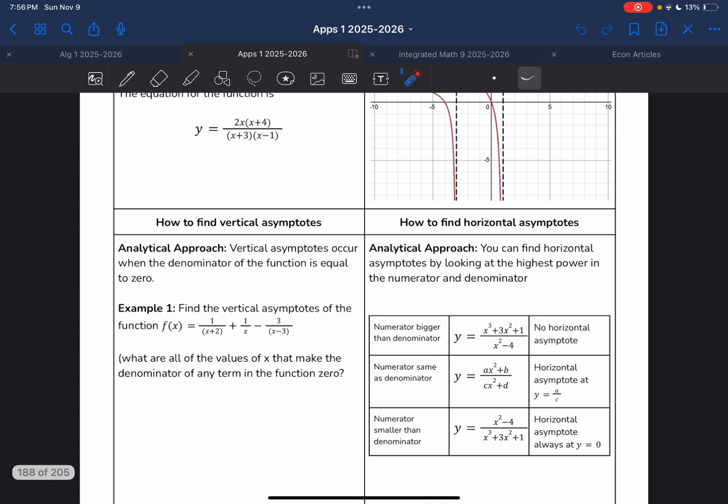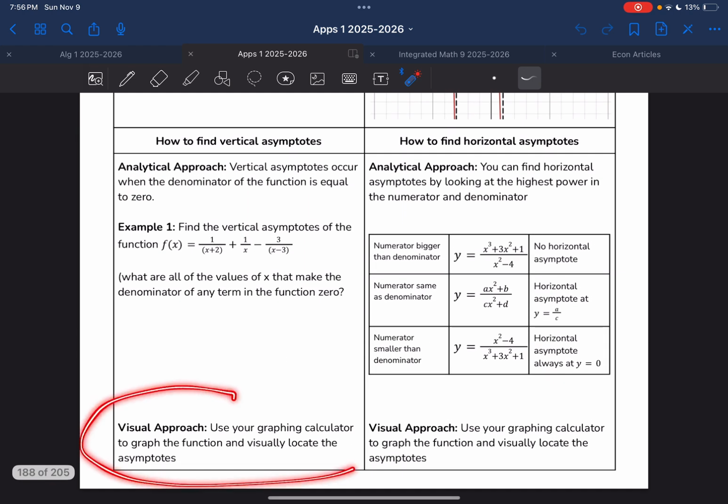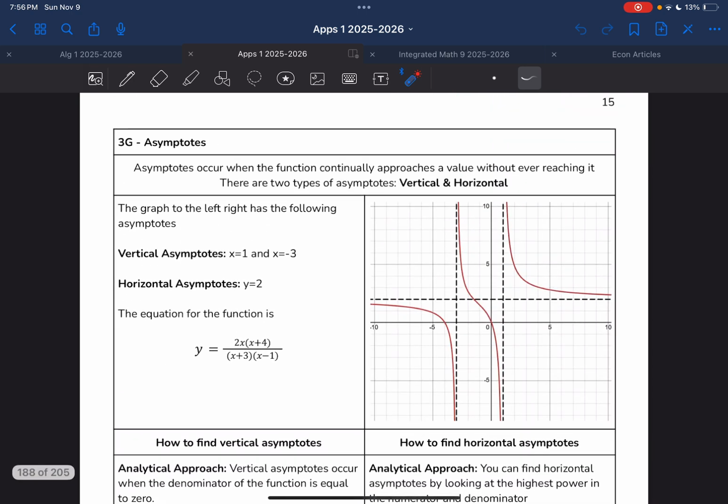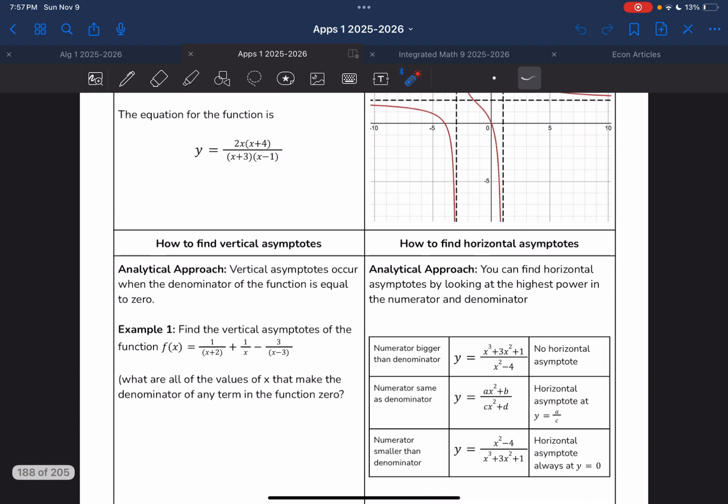One thing you can do is always just plug it into your graphing calculator and visually locate the asymptote. So here you can eyeball and see that there's your horizontal asymptote, and here are your vertical asymptotes. But you also can derive them from the equation.